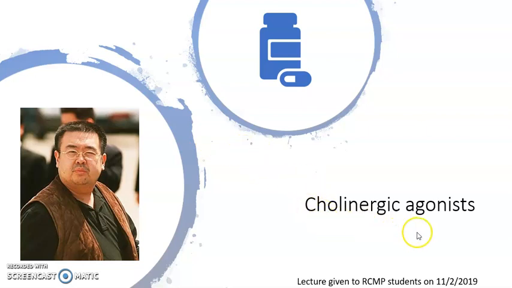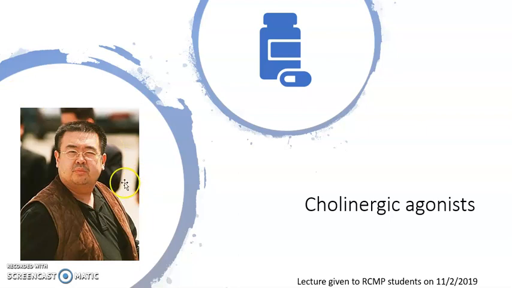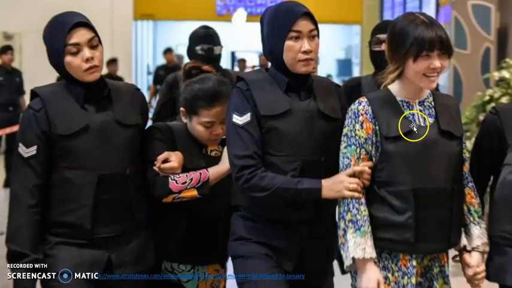So let's talk about cholinergic agonists. This is the picture of Kim Jong-nam, who experts tend to believe was killed by a cholinergic agonist. And these were the suspects in the direct poisoning of Kim Jong-nam.